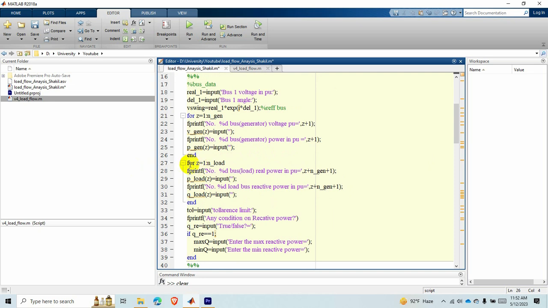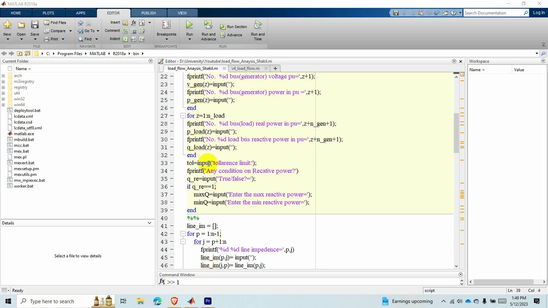Similarly, for j equal to 1 to n load, I am taking the load data from the user. Here I am showing j plus n gen plus 1, that means after finishing the generator numbers, this will show bus number 3 or 4, that means the load bus number, real power in per unit. This is showing reactive power in per unit, so those will be stored in Pload and Qload.